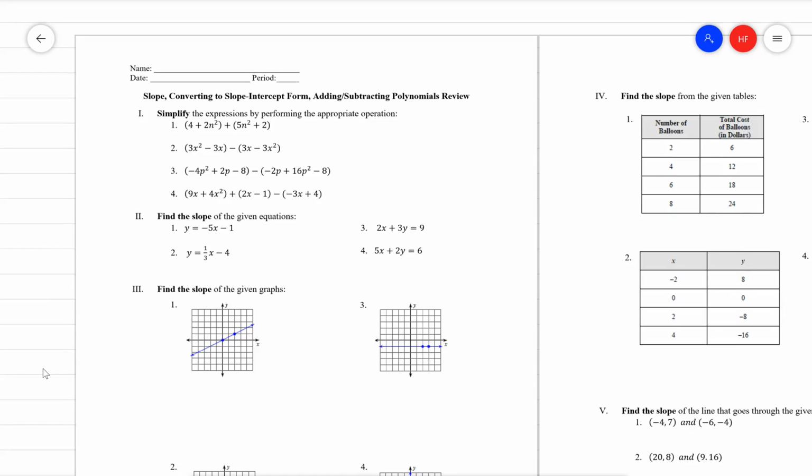Tomorrow's test will cover slope in various forms, so finding the slope given an equation, given a table, given a line, anything like that, 2 points, and then also converting to slope-intercept form, which is our y equals mx plus b, and adding and subtracting polynomials. So we'll jump straight into it.